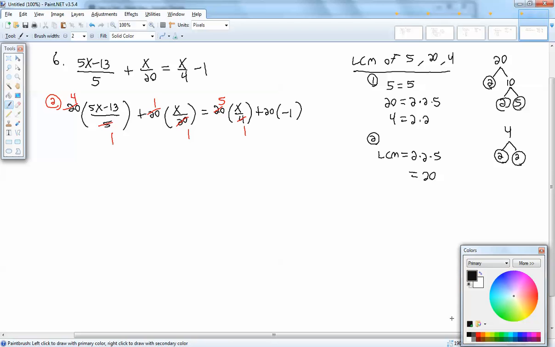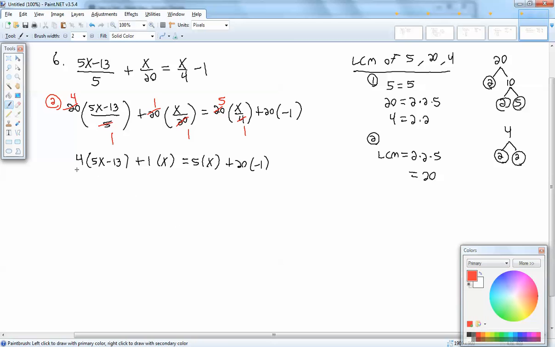Now notice that all of our denominators have disappeared. We're left with 1's down there. That means it worked. So I'm going to write down what I have left before I multiply it through. So 4 times 5x minus 13 plus 1 times x equals 5 times x plus 20 times negative 1.